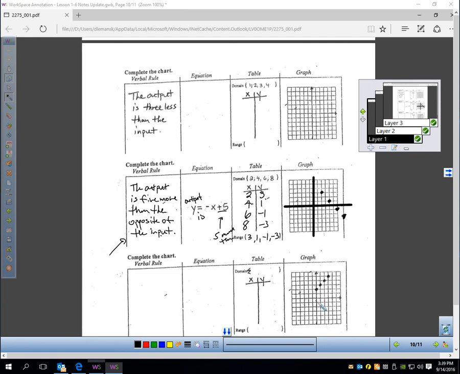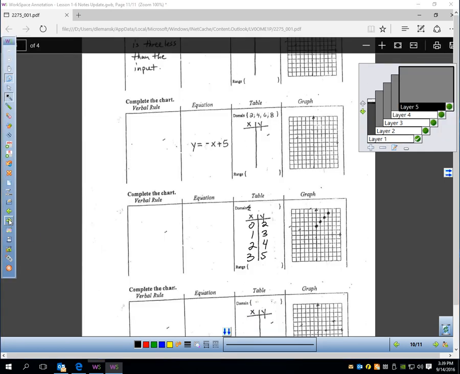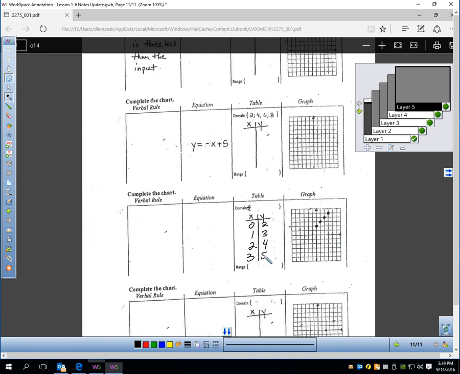This last one, they gave me the points but nothing else. Okay, well if I have the points, let me write them in my table. The first point is 0, 2. I see 1 right, 3 up. I see 2 right, 4 up, and 3 right, 5 up. Let's write the domain. It's right here. The domain is 0, 1, 2, 3. The range, 2, 3, 4, 5.